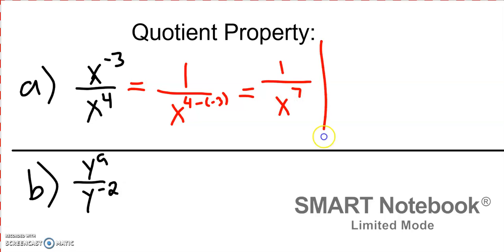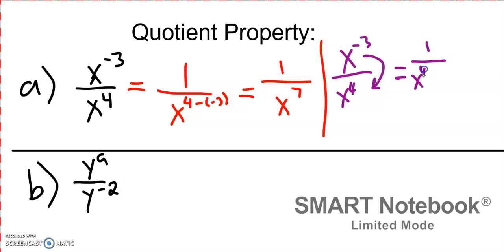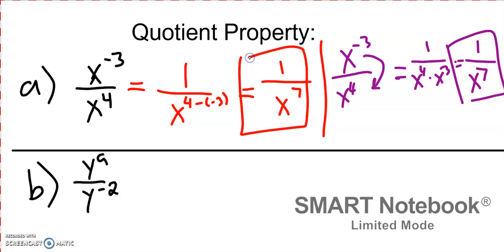The other way to do it is if we have, I'll do it in purple, x to the negative 3 over x to the fourth. Well, we can drop down the x to the negative 3. So we get 1 over x to the fourth times x to the third. And using the product property, we get x to the 7th, which is the exact same answer. So there's two ways to go about it.